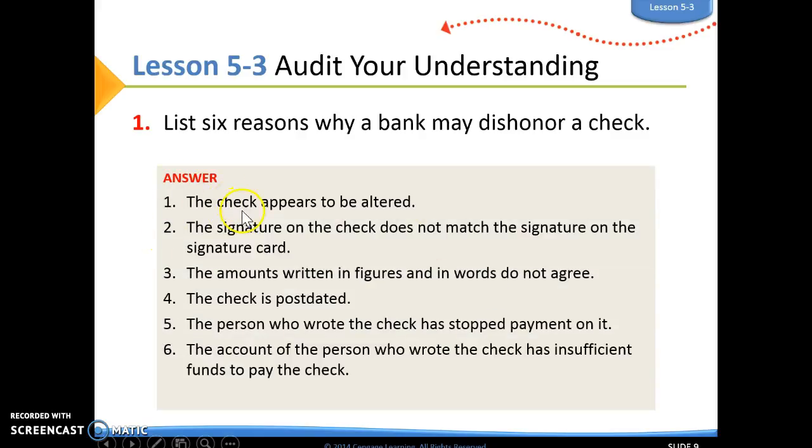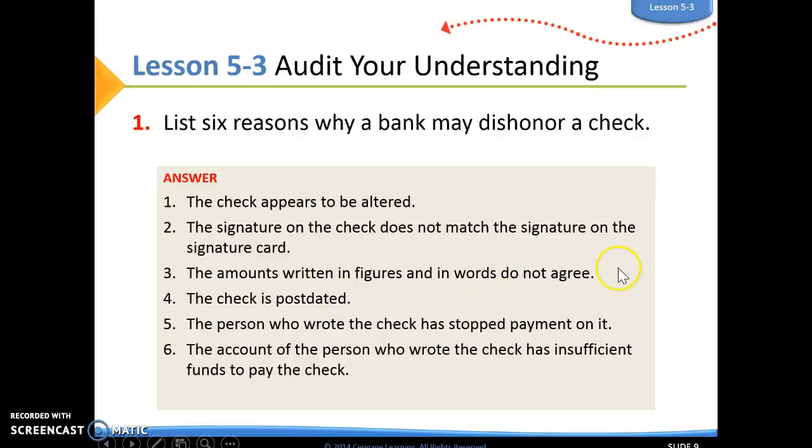Okay, so number 1, the check appears to be altered. So let's say that maybe the number that is written does not match the number that is written in words. So they might dishonor that check. Or the signature on the check does not match the signature on the signature card. A signature card is something that the bank has on hold. So when you open up a bank account, you actually have to sign a signature card so they can compare your signature when you cash a check.